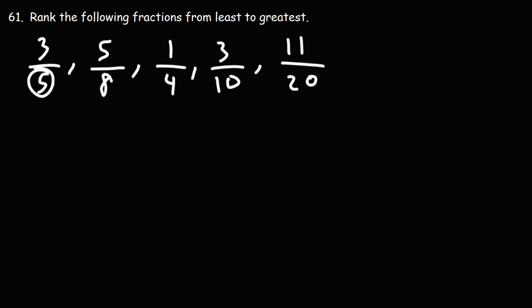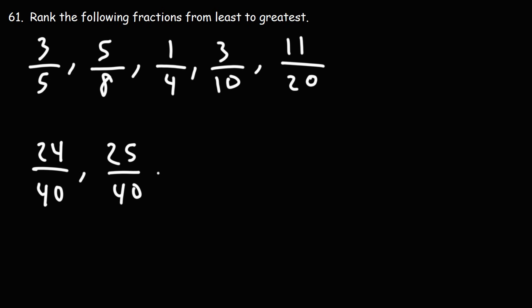40 divided by 5 is 8, so I'm going to multiply this fraction by 8 over 8. 3 times 8 is 24, 5 times 8 is 40. Now 40 divided by 8 is 5, so I'm going to multiply this fraction by 5 over 5. 5 times 5 is 25, 8 times 5 is 40.